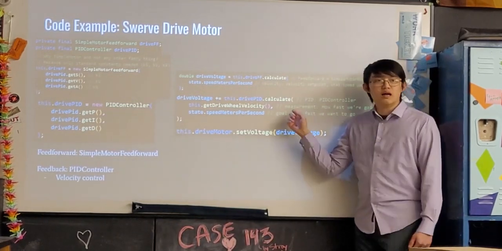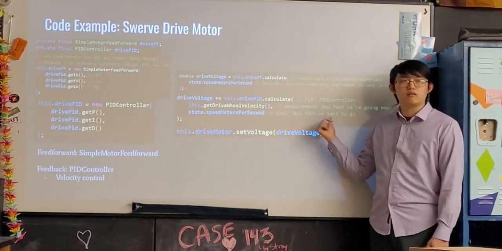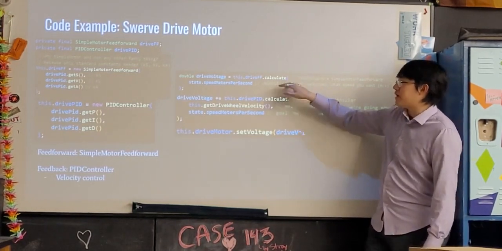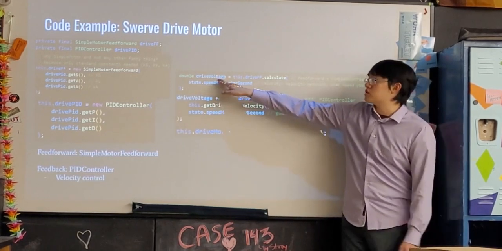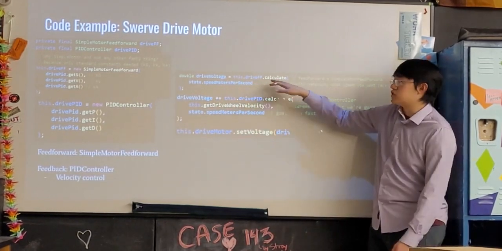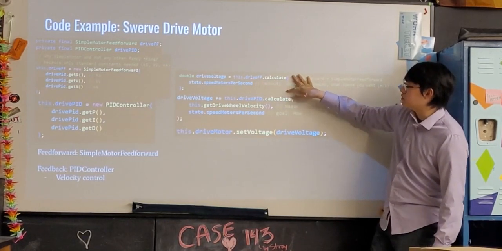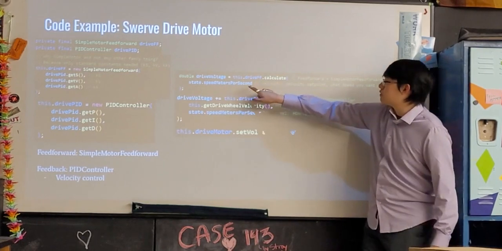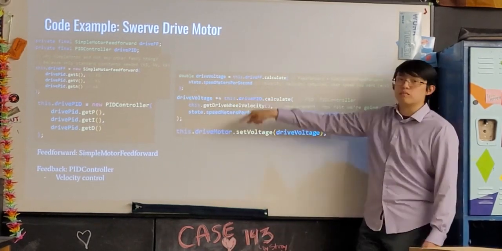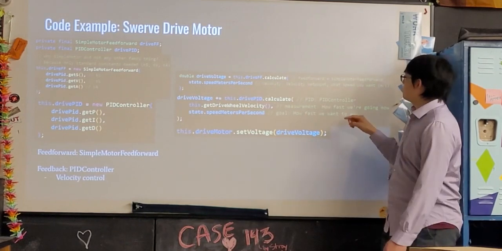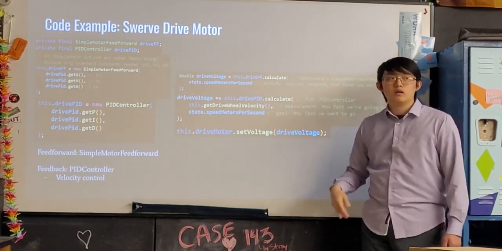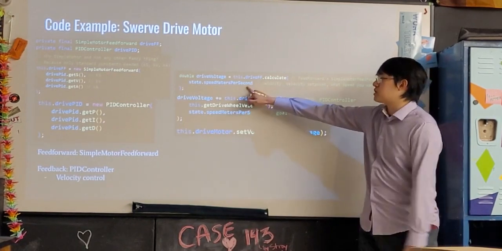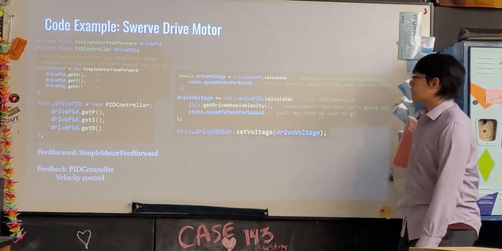And this code right here is where everything comes together. First, you define your drive voltage. This is not the final output, but you first define the drive voltage variable. You take the feed forward algorithm, the prediction algorithm, and calculate. You give it your goal, your speed in meters per second, and now this feed forward will predict for you how much voltage you need to get to this set point speed in meters per second.